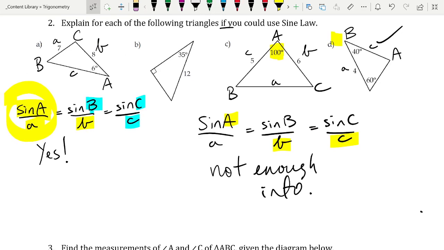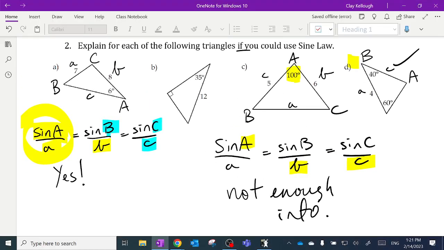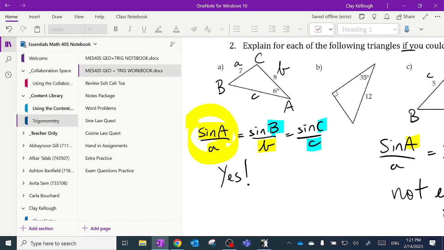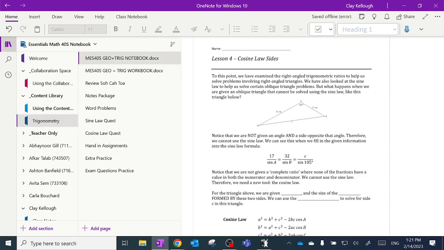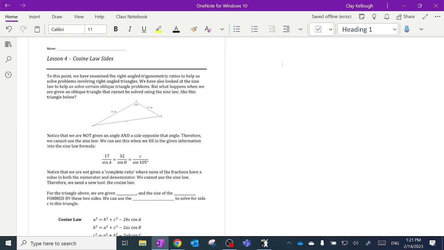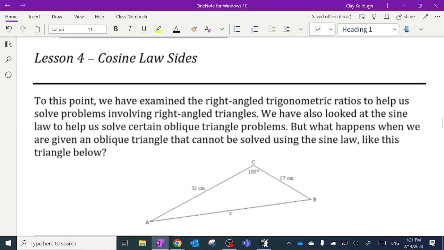So now can everybody turn to the notebook? And we're going to start lesson 4. Come on, notebook, there we go. And it says cosine law. All right.